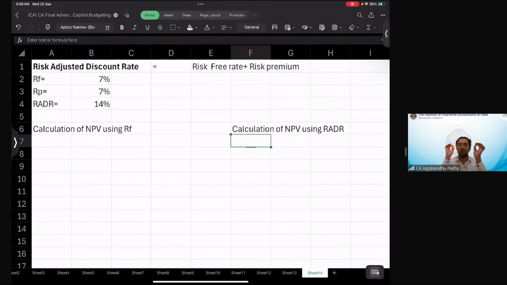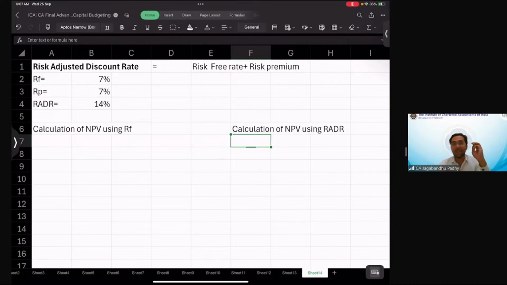One question to you. Can you tell me where we will find the NPV to be lower? When we are discounting using the risk-free rate, or when we are discounting using the risk-adjusted discount rate?